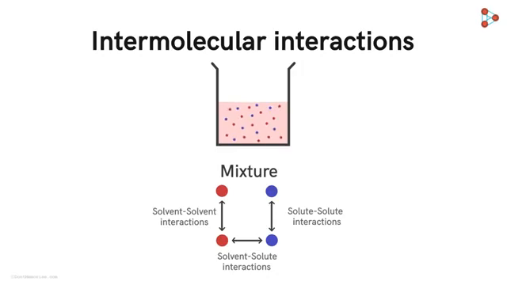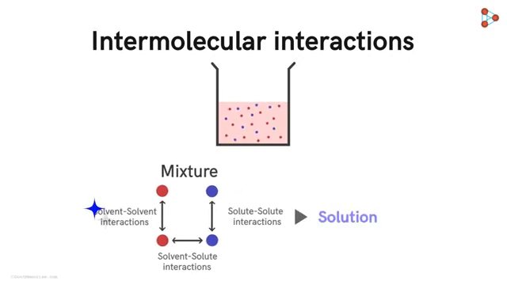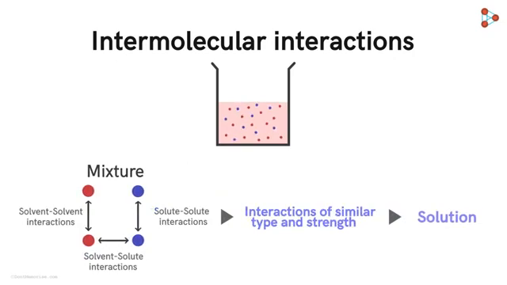Now the formation of the solution depends on the nature of these three kinds of interactions. It has been observed that a solution will form only when these three kinds of interactions are of the similar type and strength. What do we mean by it? We will understand this through some examples in the next lesson.